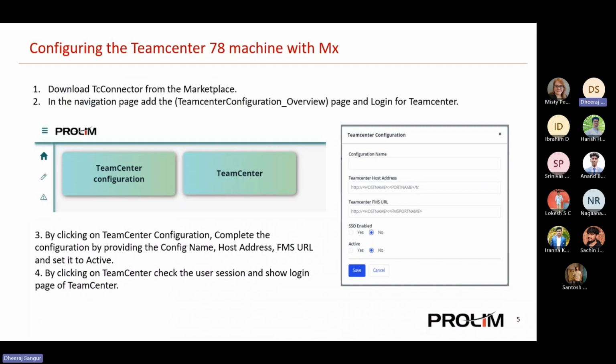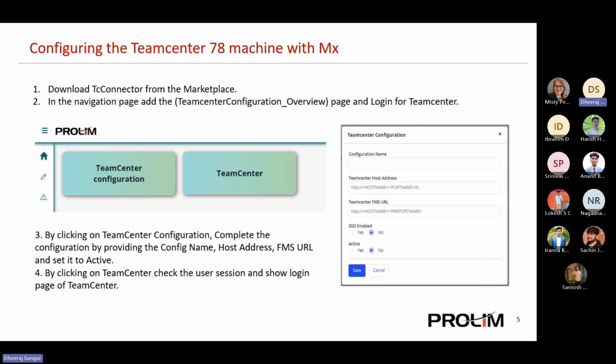Yeah, okay. So I will repeat this one. First you have to download the Team Center connector from the marketplace. Then you will get the built-in pages in that Team Center marketplace, that is the Team Center configuration overview page and the login page for the Team Center. Both of those you have to put in the navigation of the Studio Pro. So there you have to configure the Team Center configuration, and one is for the login page. So first when you click on the Team Center configuration, you will get a pop-up saying you have to enter the configuration name, the host, the FMS URL, and then you have to set that to active.